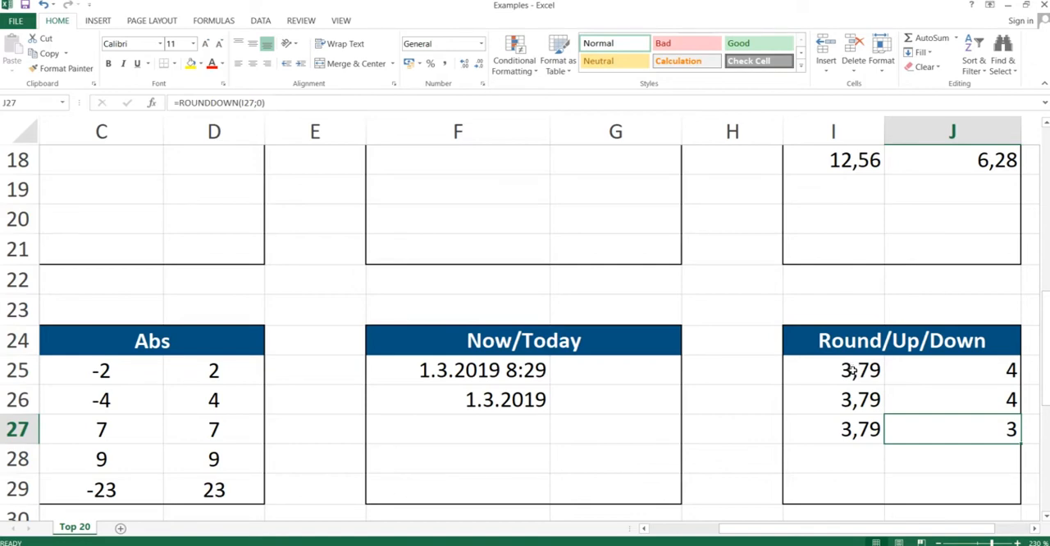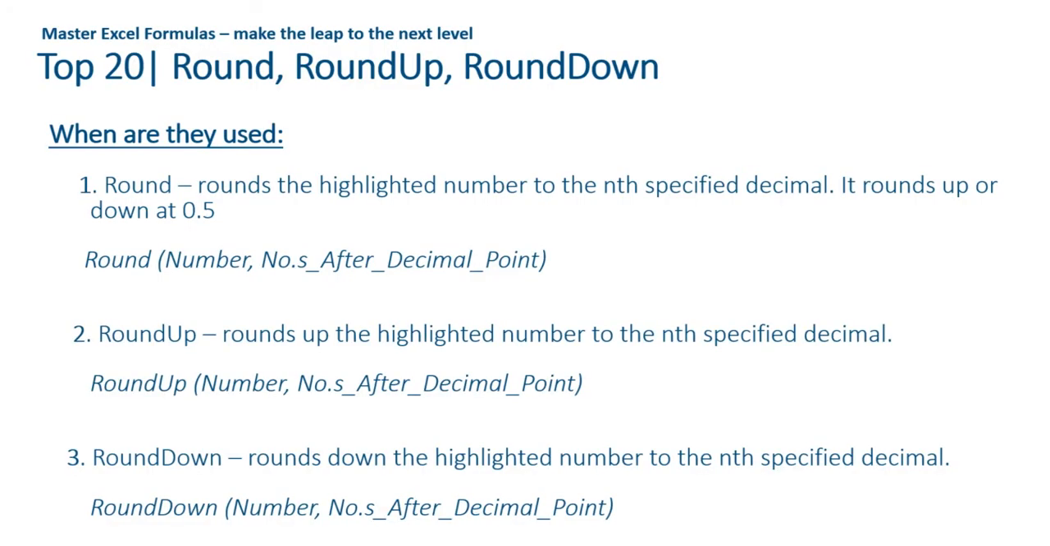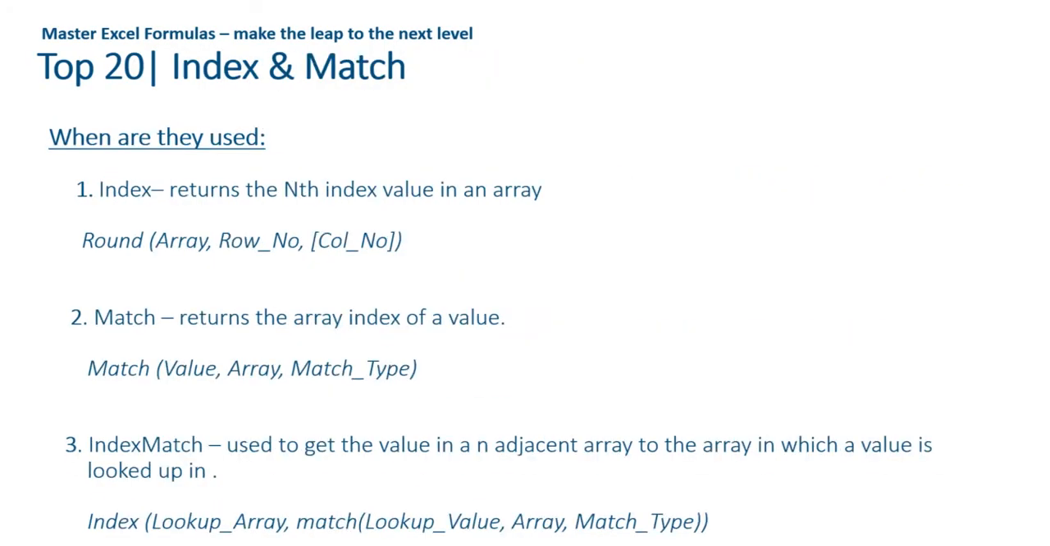Right, okay, so if I go back to the presentation now, the next two formulas we have are quite famous in Excel and they're a must know: the INDEX and MATCH, and of course the combination of these two formulas, the INDEX MATCH formula. The INDEX formula is going to return the nth index value in a specific array. I'll show you what I mean by that, but I just want to explain the structure first.